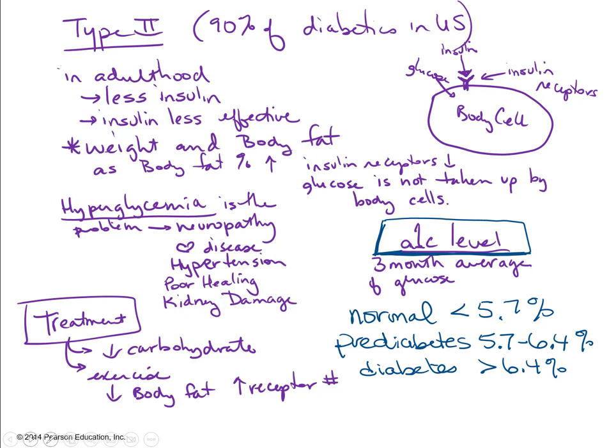Type 2, though, this is 90%. 90% of diabetics in the United States are type 2 diabetics. Typically, although not all the time, type 1 is juvenile. It comes on in childhood and at puberty. Type 2, you usually see develop in adulthood, so we're talking 40s, 50s, 60s is when you begin to see this.